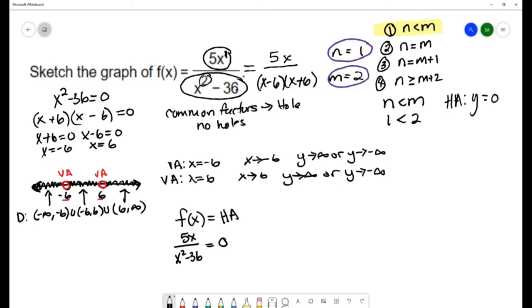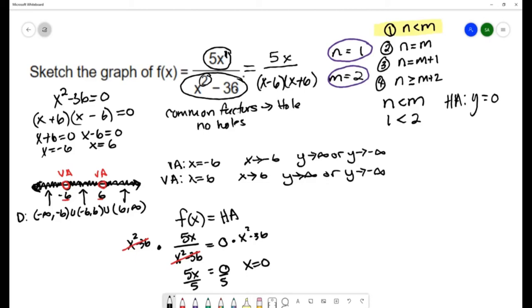To solve this, I would multiply both sides by x squared minus 36. That will eliminate the denominator. So we cancel out that denominator. We're left with 5x on the left. On the right, 0 times anything is 0. And we have this equation, 5x equals 0. We'll divide both sides by 5, and we get x equals 0.